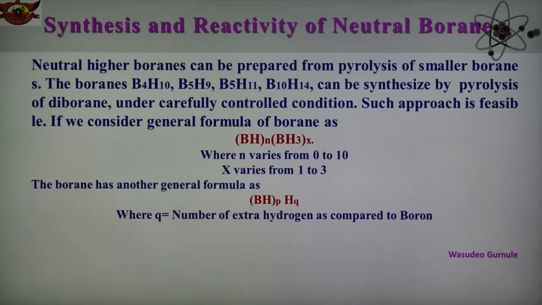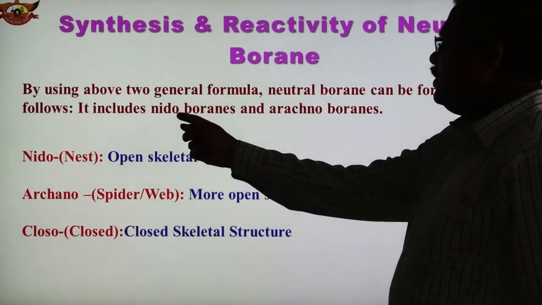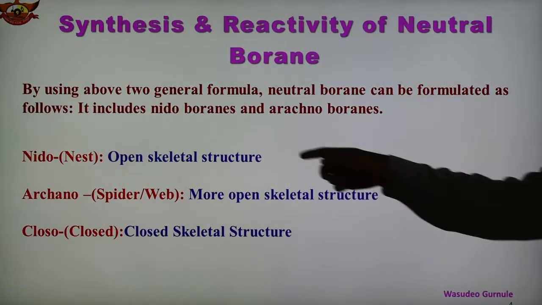Here we are discussing the different routes to synthesize the neutral borane. Generally there are two types of general formula, BHN BH3X and BHP and HQ. Using these two general formulas, neutral boranes can be of three types, and these are mainly Nido boranes, Arachnoboranes, and Clozoboranes. So here three are shown.